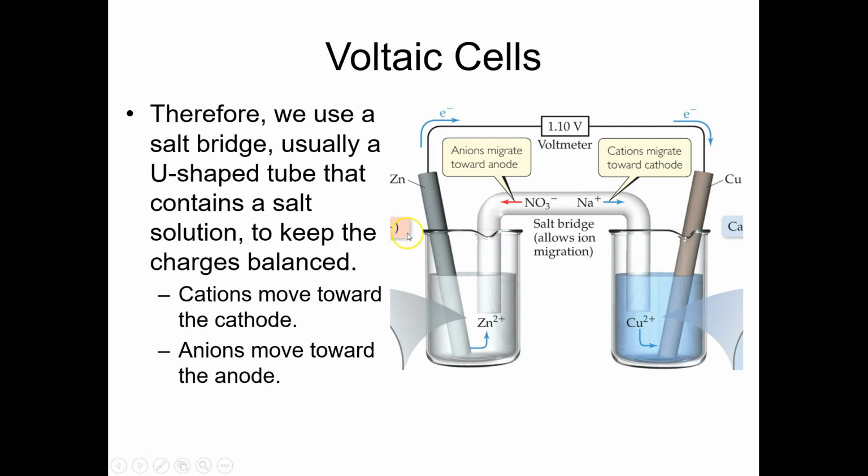Okay, so we use this salt bridge. I didn't realize I had two slides on the salt bridge, but the point again is that as the reaction proceeds, the charges in both compartments are going to be balanced by having anions migrate into the anode compartment to balance out the zincs that are being created, and having cations migrate into the cathode compartment to substitute for the copper ions that are being consumed.